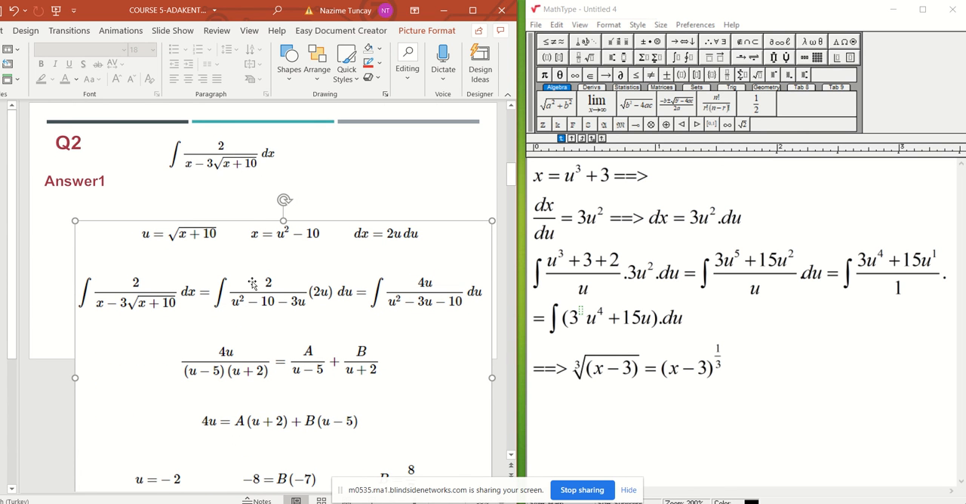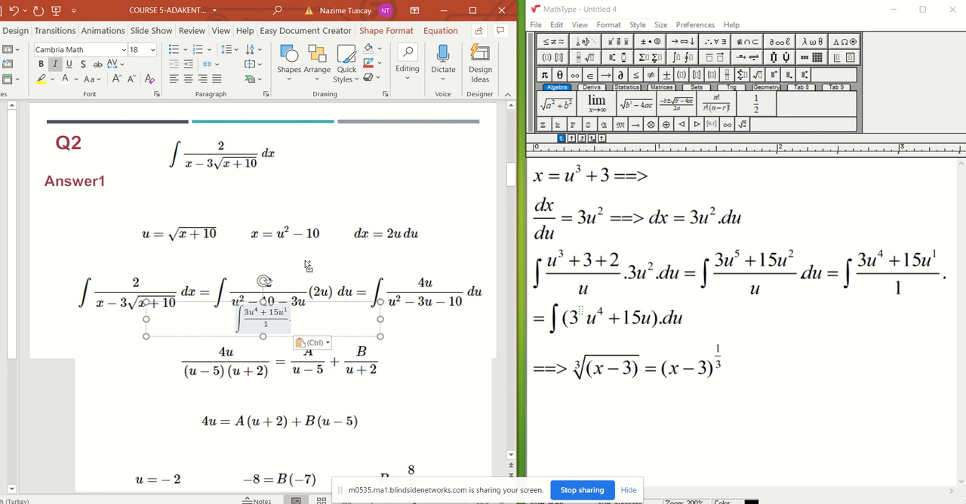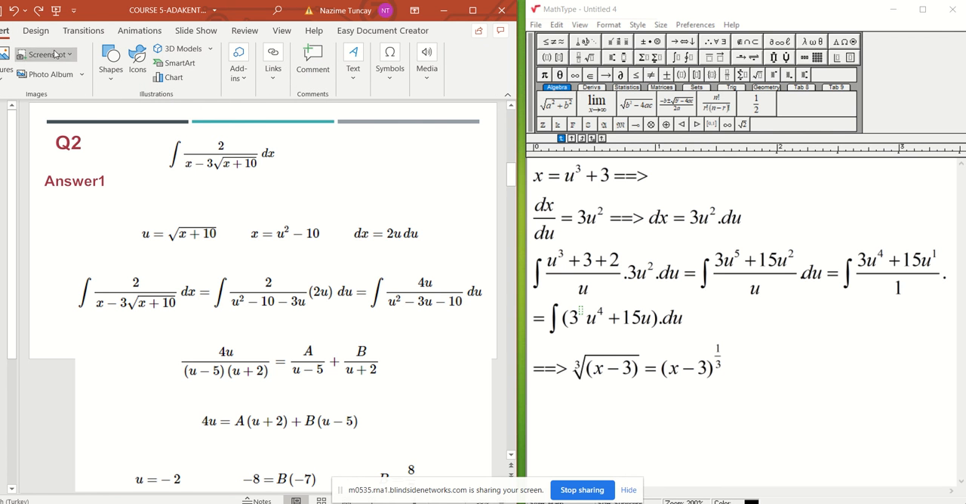Now we have to find values of x. We have to find values of x.